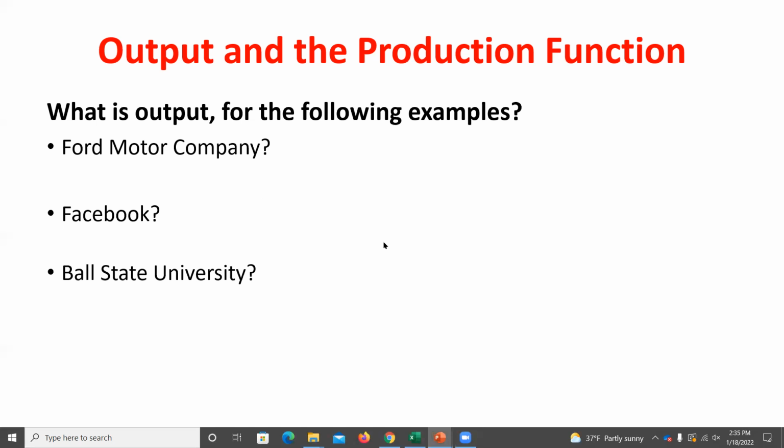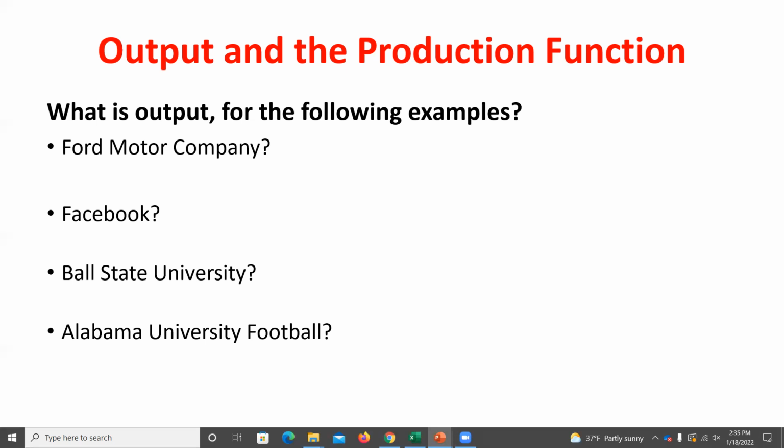What about Ball State? What's their output? It's kind of weird, but probably completed degrees. That would be a nice measure of their output, how many graduates they're putting out there in the world. Now they may also have some output which is research, from professors, things like that.